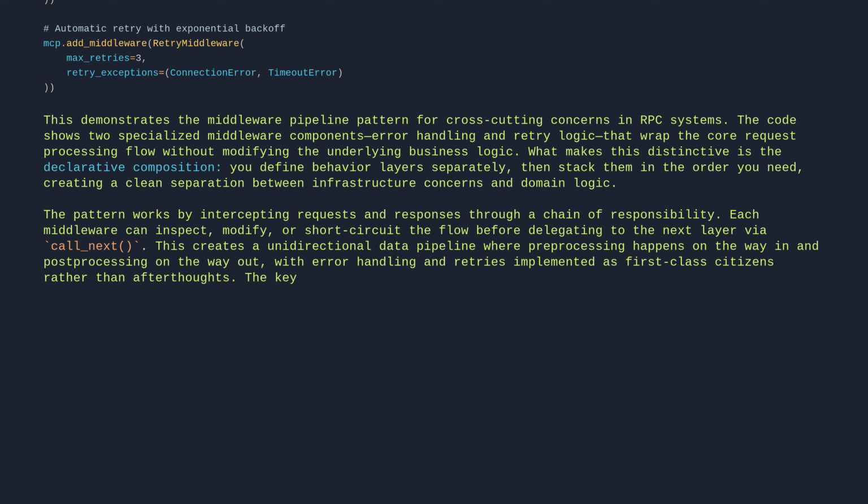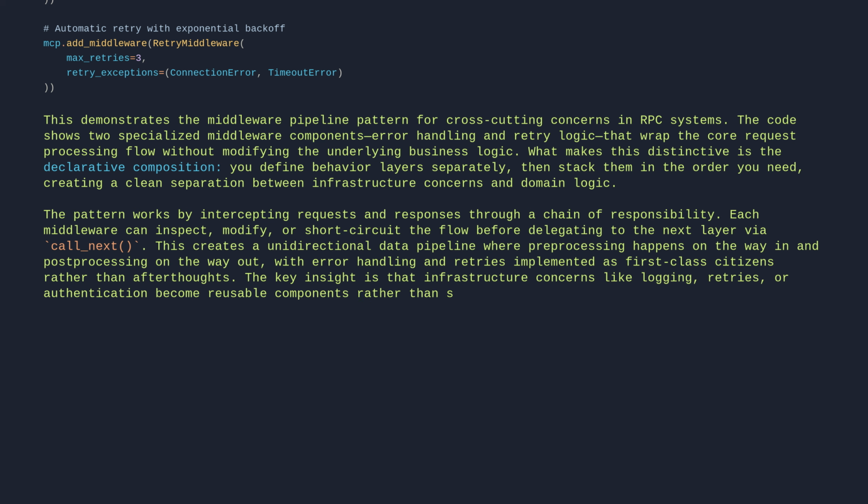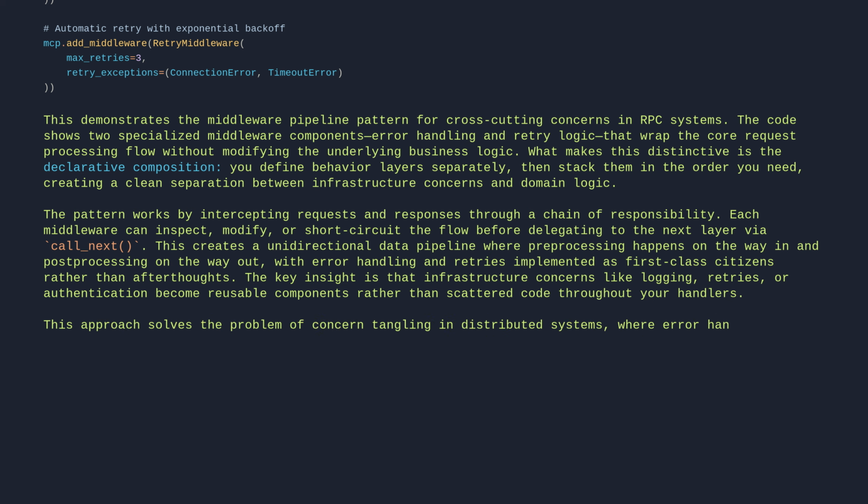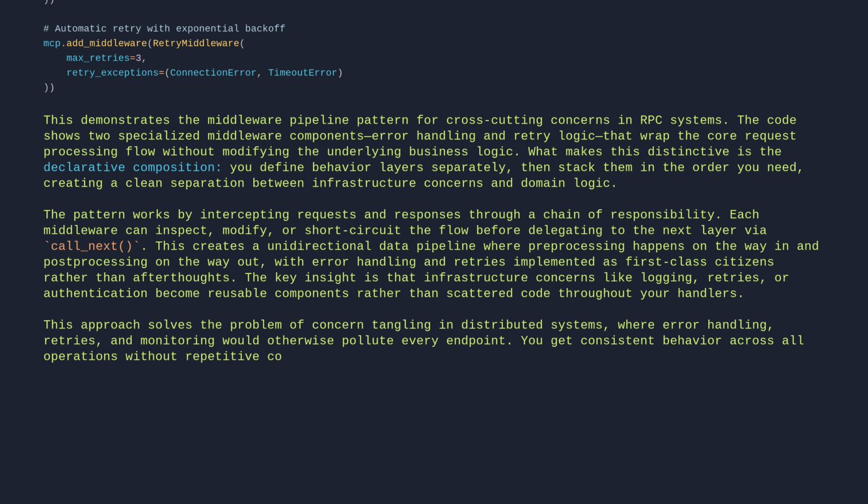The key insight is that infrastructure concerns like logging, retries, or authentication become reusable components rather than scattered code throughout your handlers. This approach solves the problem of concern tangling in distributed systems, where error handling, retries, and monitoring would otherwise pollute every endpoint. You get consistent behavior across all operations without repetitive code, and the pipeline model makes it easy to add or remove layers as needs evolve.